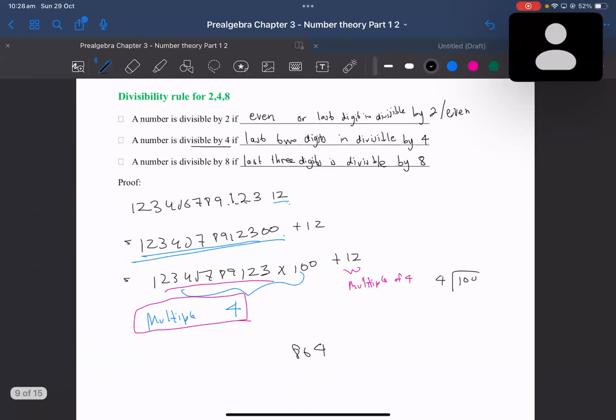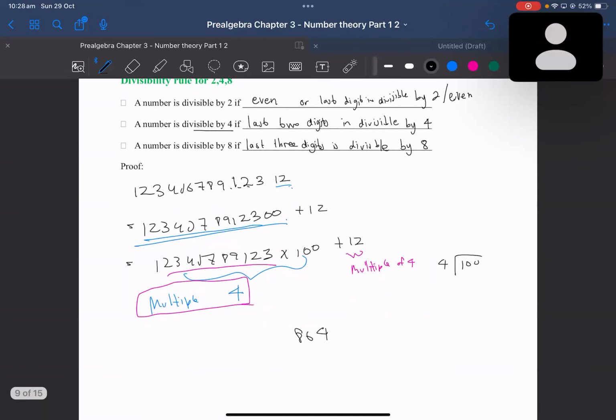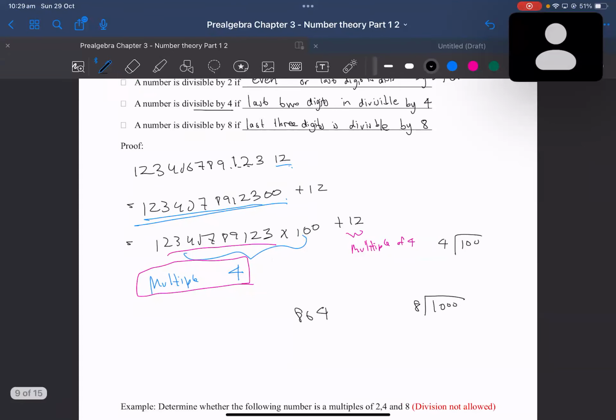And the same thing for divisible by 8. Is 100 divisible by 8? No. What about 1000? Yes, 1000 divided by 8 is 125. So 1000 is divisible by 8. That means if you exclude the last 3 digits, the rest is going to be a multiple of 8.